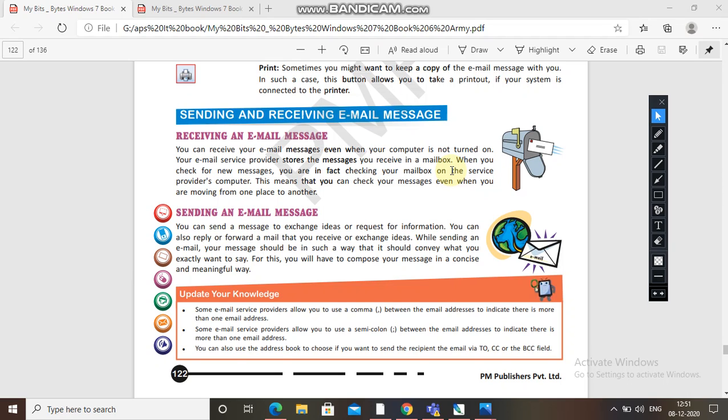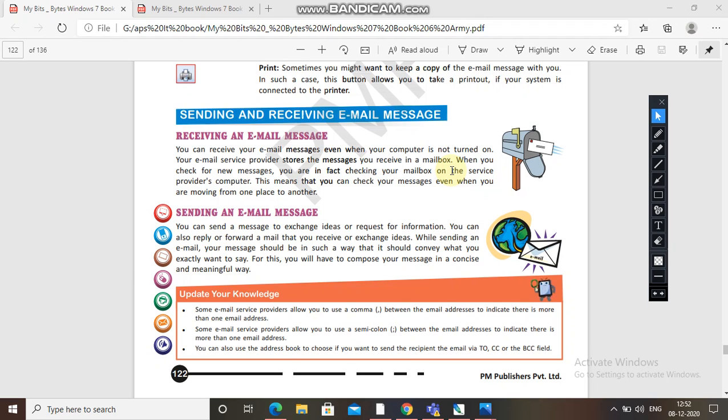Okay, so what happens when a person sends you a mail, you receive it even if your computer is not turned on. It comes into your mailbox and is stored. When you turn on your system and start checking your new messages, then you see in the mailbox provider that a message has come, 1 or 2 or 3 messages, it will indicate to you, and this means that you can check your message even when you are moving from one place to another.